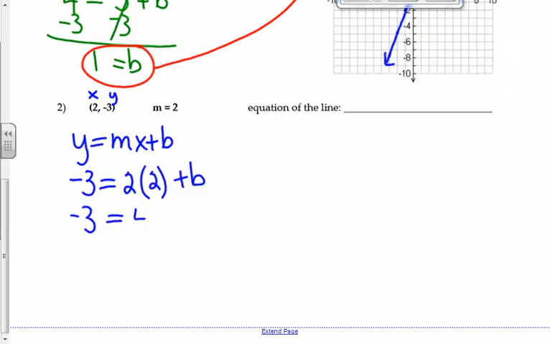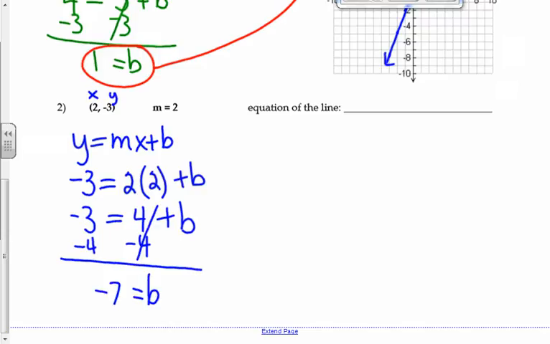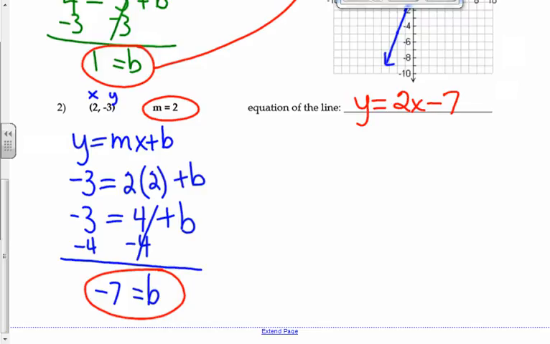So 2 times 2 is 4, plus b. Just keep writing b until you figure out what b actually is. We're going to subtract 4 from both sides to get the b by itself, and we get b equals -7. Now you have the 2 parts that you need to write the equation. You have the slope, which is 2, and you have the y-intercept, which is -7. So now when you put those 2 things together, the equation of the line equals 2x minus 7. And you don't need any graph paper to write the equation of the line.